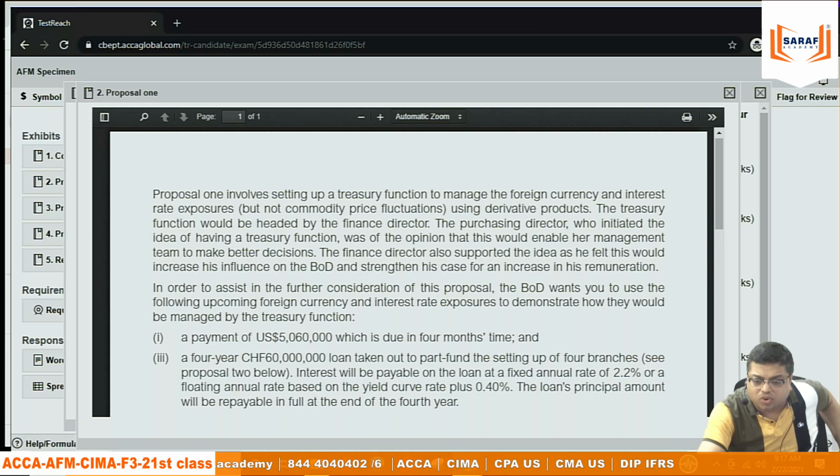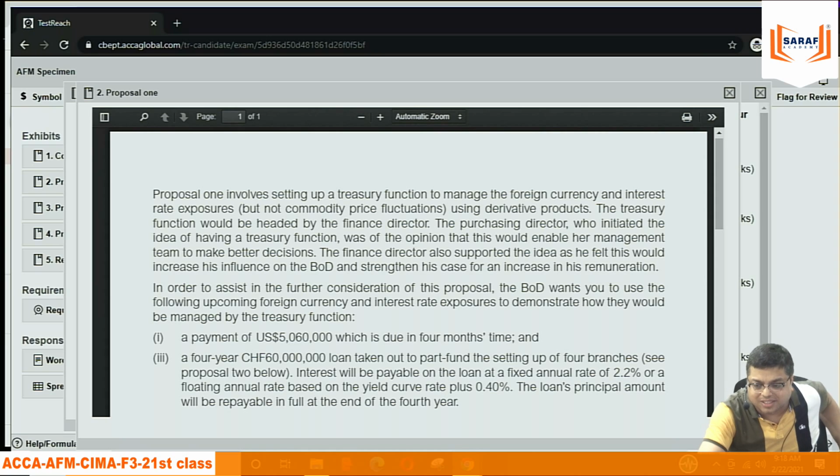The treasury function would be headed by the finance director. The purchasing director, who initiated the idea of having a treasury function, was of the opinion that this would enable her management team to make better decisions. That means the purchasing director is saying that when the hedging is there, they will be able to do purchasing better. The finance director also supported the idea. He also liked it, as he felt this would increase his influence on the board of directors and strengthen his case for an increase in his remuneration.